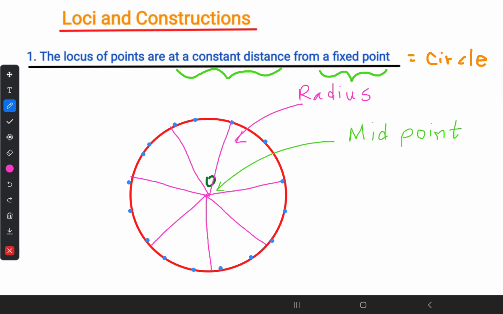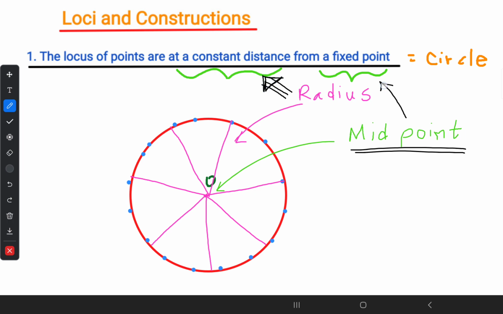What was that? The locus of points that are at a constant distance from a fixed point. So by drawing the construction, we obtain that as a circle. Thereafter, we will analyze what the conditions are. The fixed point they mentioned, that fixed point is the midpoint of this circle. The fixed point means midpoint of the circle. Thereafter, a constant distance: by using a ruler we measured 4 centimeters, 4 centimeters, and so on. So that constant distance is the radius of the circle.